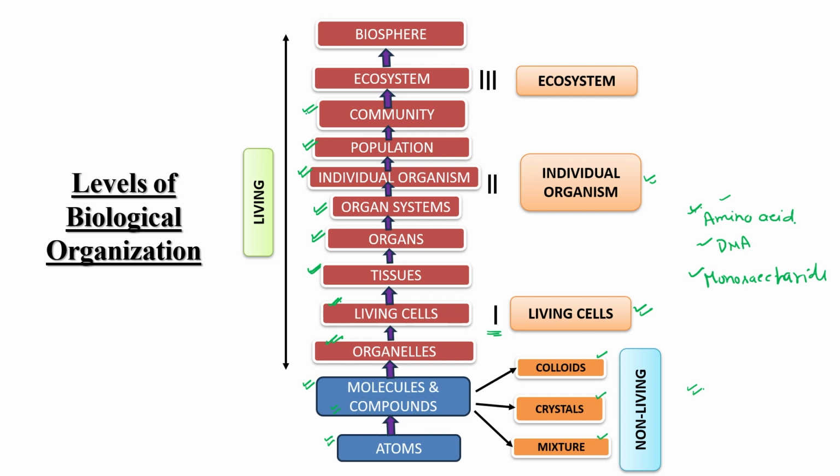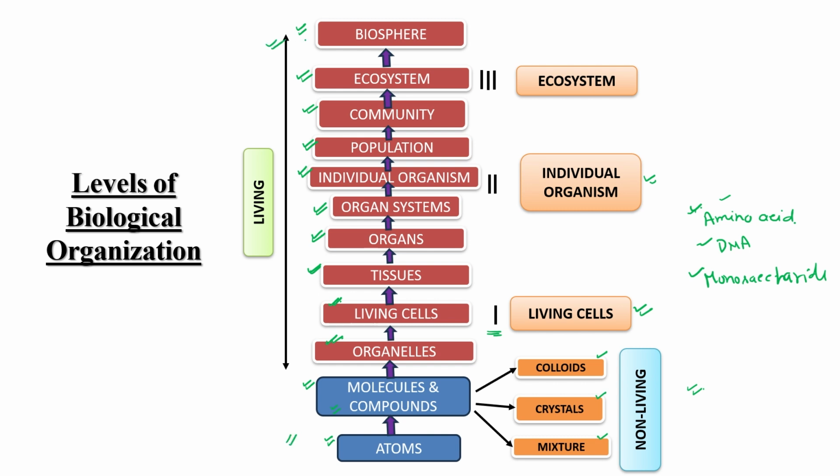And when different communities combine and live in a specific geographical area, then we can use the term ecosystem. And different ecosystems, whether it is a land ecosystem, water ecosystem, or desert ecosystem, combined we can use the term. All the ecosystems come under a very big category that is known as the biosphere. Okay, so this is how the levels of biological organization occur from simplest to complex.